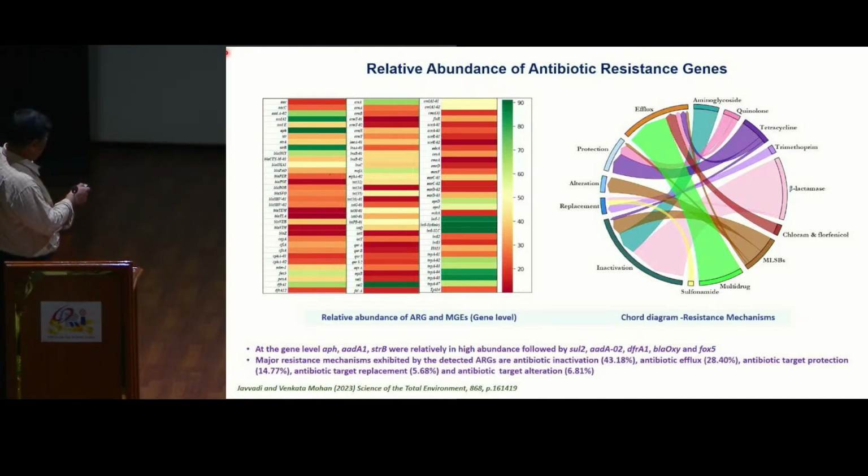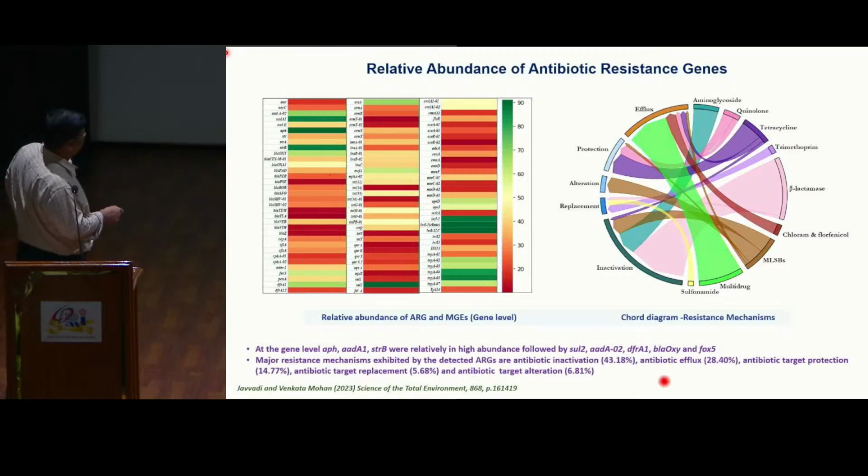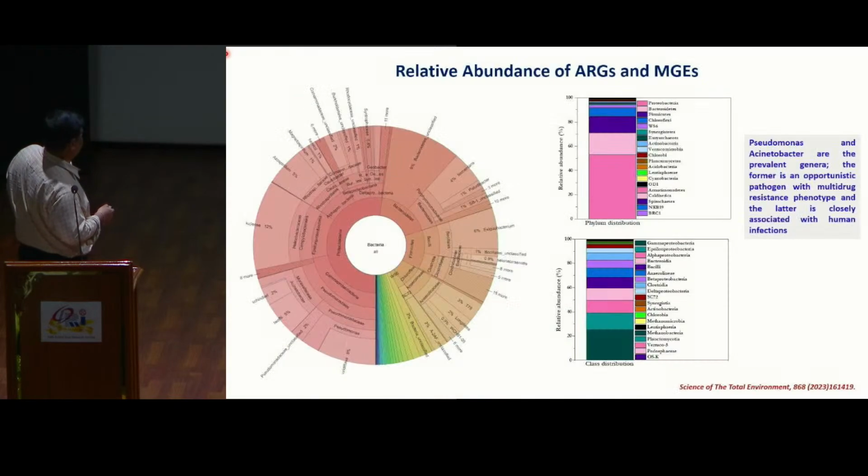So this is the relative abundance of each of the things with respect to a heat map, and we also can get information regarding resistance mechanism, particularly what kind of mechanism is prevailing with these things based on the data available. So here, in this case, antibiotic inactivation was the major mechanism, followed by antibiotic efflux. This was more or less the same with all our other studies.